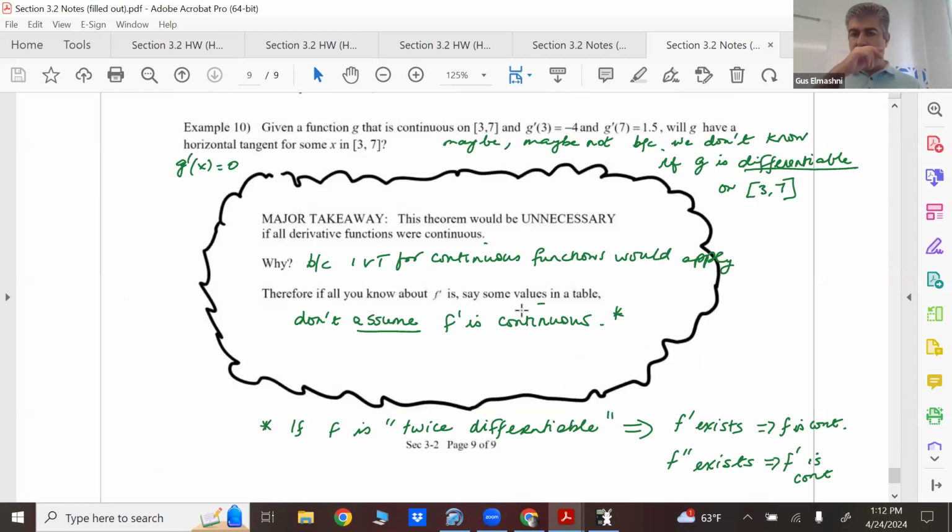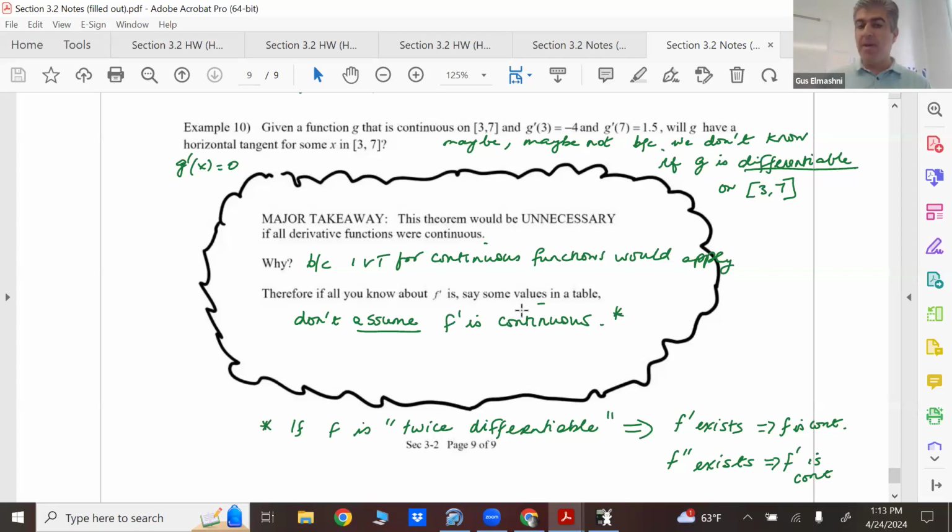So given a function is continuous on that interval, and g prime 3 equals -4 and g prime 7 equals 1.5, will g have a horizontal tangent for some x? Now, we threw it into a loop here. Did it say g is differentiable on the interval, or did it just say it's continuous? Just said continuous. So it's kind of sneaky. You have to use that legal language. You have to read it very carefully. We don't know. We really don't know.